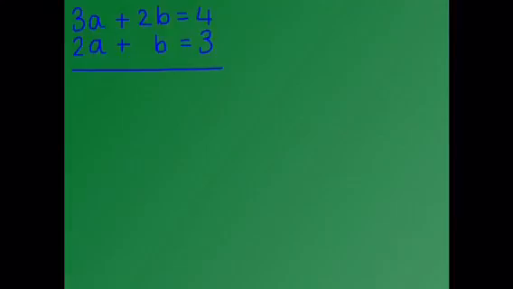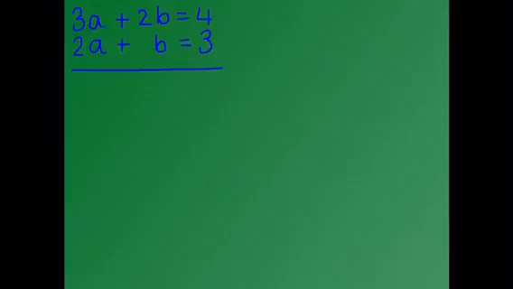So the first thing we want to do with this question is label the equations so that they're easier to work with. At the top here we've got 3a plus 2b equals 4, and I'm going to label this equation number 1. Just underneath it we have 2a plus b equals 3, and I'm going to label this equation number 2. So for us to solve this question we have to make one set of the coefficients the same. So the number in front of the a's has to be the same, or the number in front of the b's has to be the same.